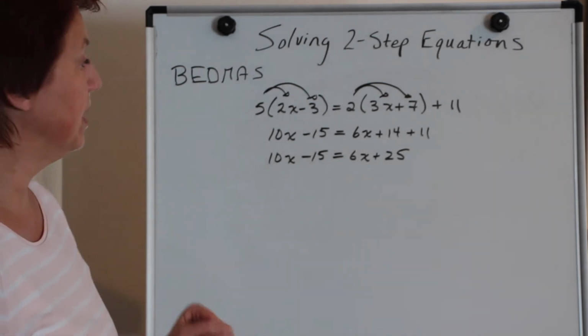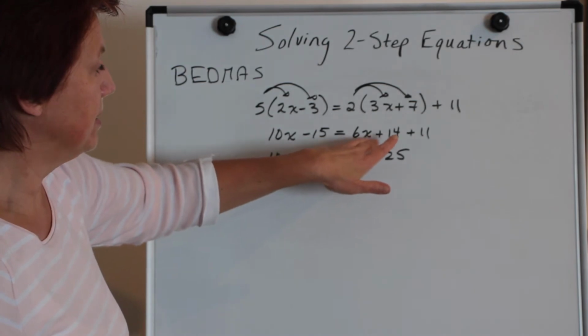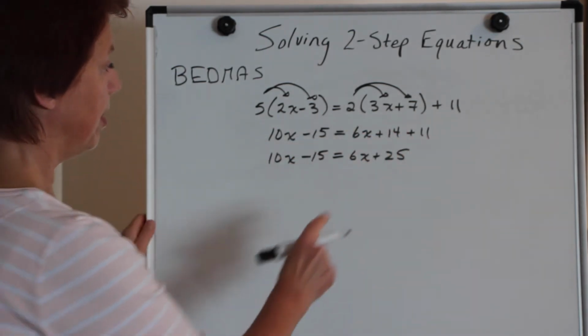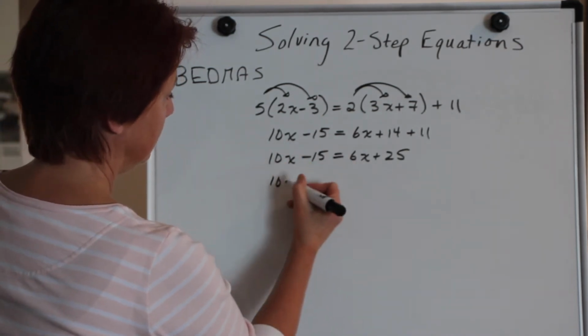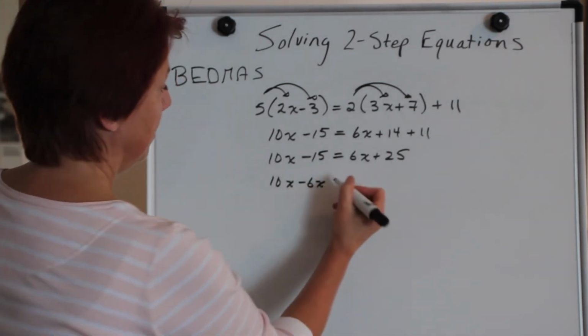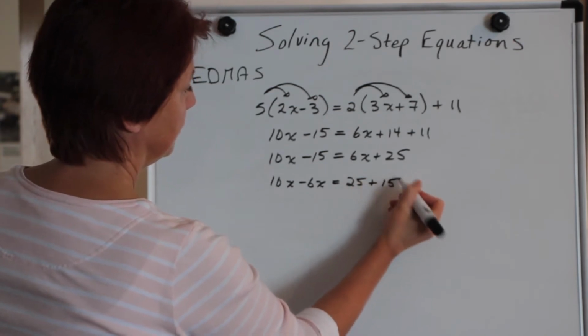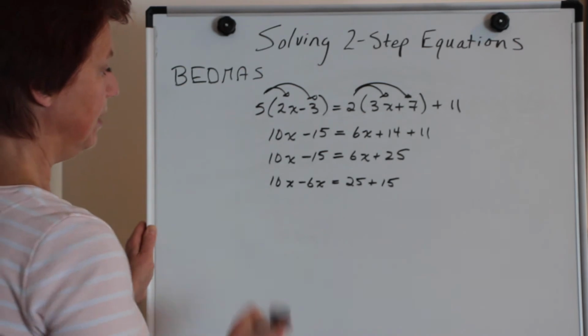That's all I could do because these are different terms and those, well, you can't add 6x to anything on that side. Okay, now we're going to move the terms where we want them. So we want this 6x over here, and because it's positive over here, it's going to be negative on the left-hand side. And then on the right-hand side, we have 25 plus 15. All right? Okay, so 10 minus 6.